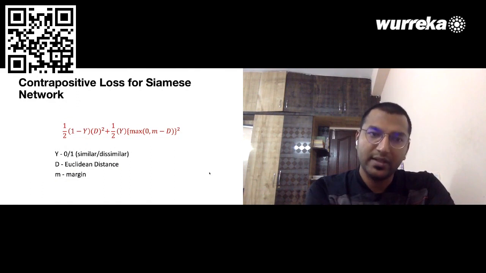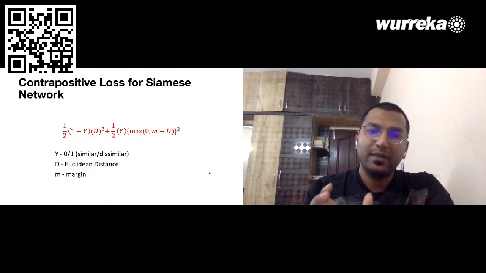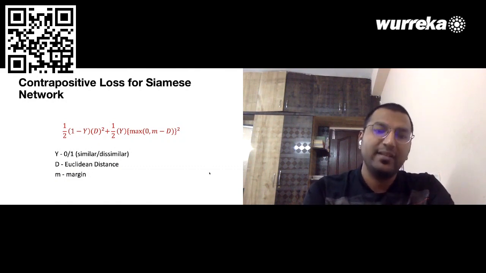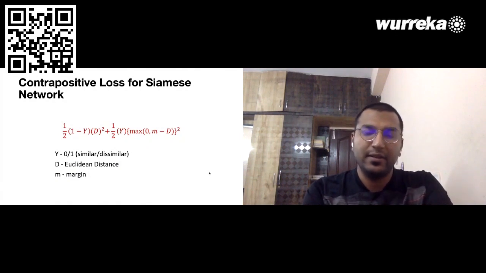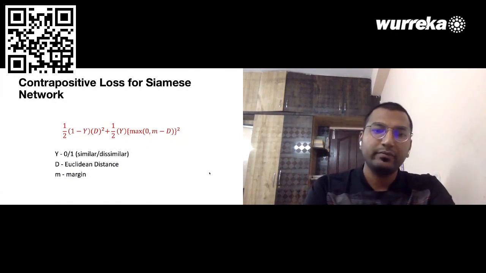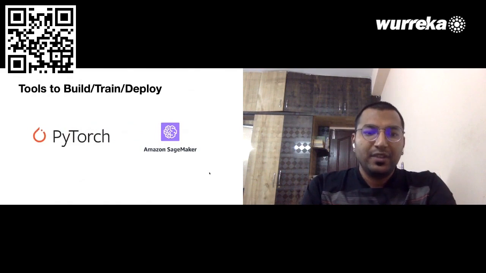From the equation, you will see that it is very similar to cross entropy, except that instead of the probability component, we have the distance component, which is the Euclidean distance. And there is an m variable, which is the margin. Typically, it is set to 1 or 2, to constrain the distance measure. So that's all the difference between the CNN and the Siamese network.